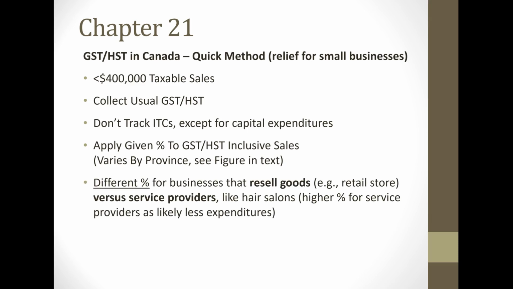Now, this percentage varies depending if the business is a reseller, a retail store, for example, or a service provider like a hair salon. The higher the percentage, the more the business will have to remit. Hair salons or service providers will generally have a higher percentage because they generally have fewer expenditures. There's also a 1% credit on the first $30,000 of taxable sales. So that's going to reduce the amount that the business has to send into the government.